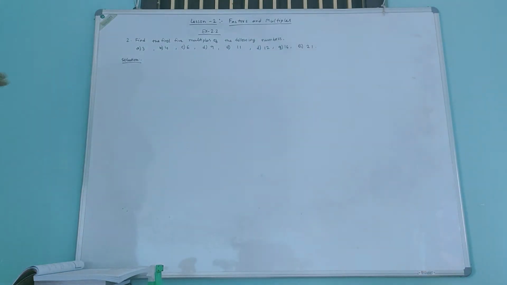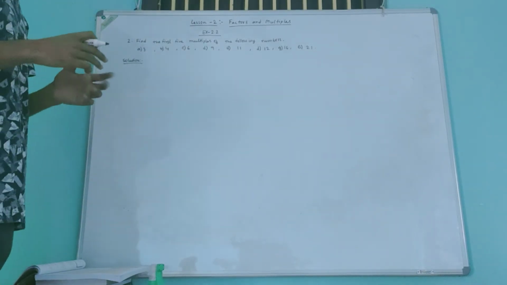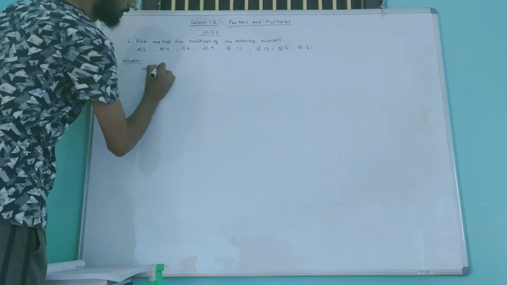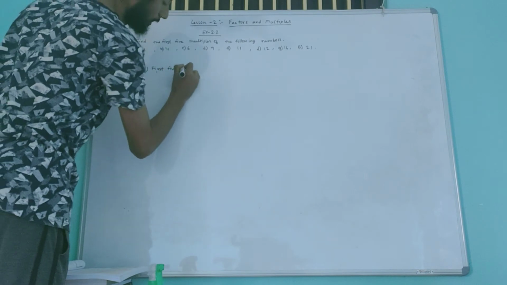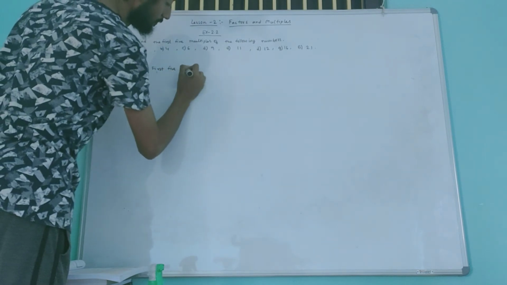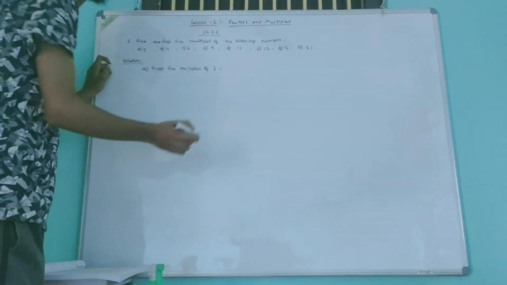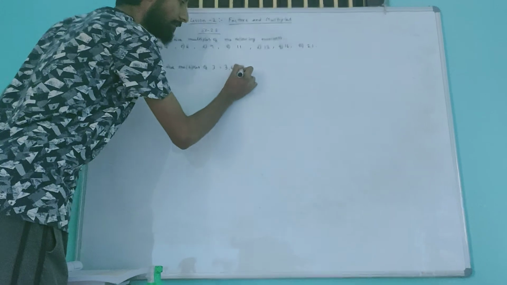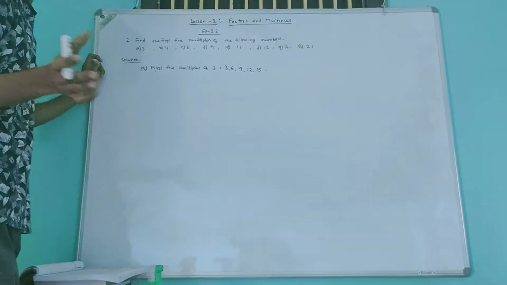Now we will do question number 2, where it is written: find the first 5 multiples of the following numbers. First 5 multiples means we multiply with 1, 2, 3, 4 and 5. So first we will do question number A. First 5 multiples of 3 will be 3 ones are 3, 3 twos are 6, 3 threes are 9, 3 fours are 12, 3 fives are 15. It's very easy.